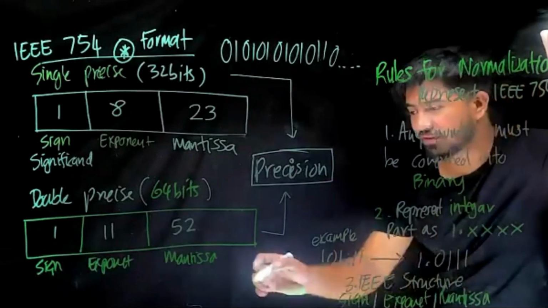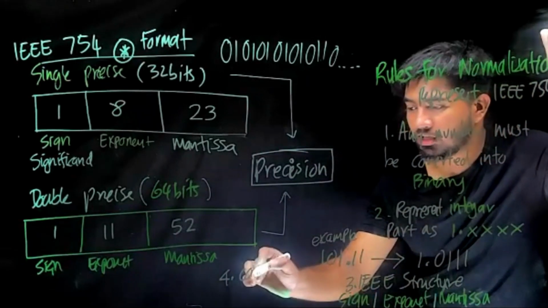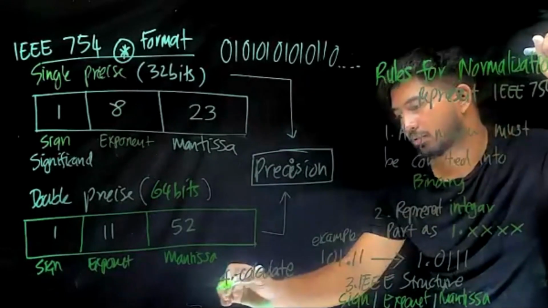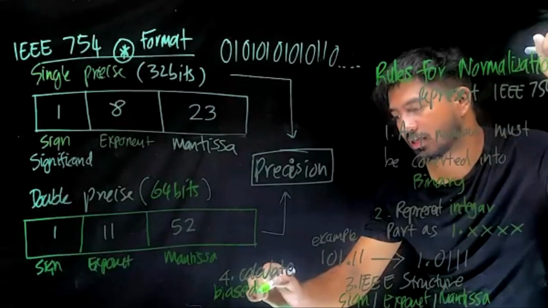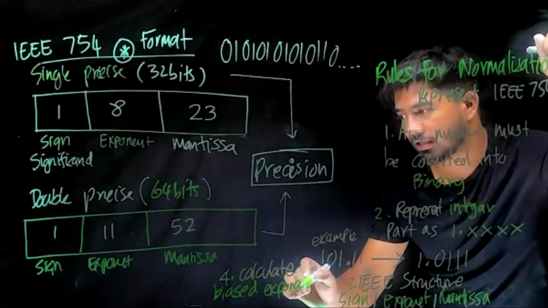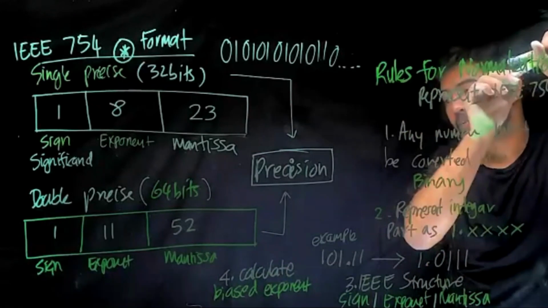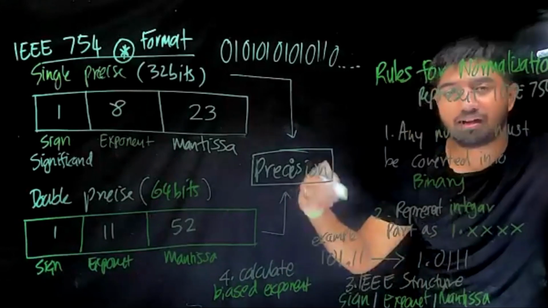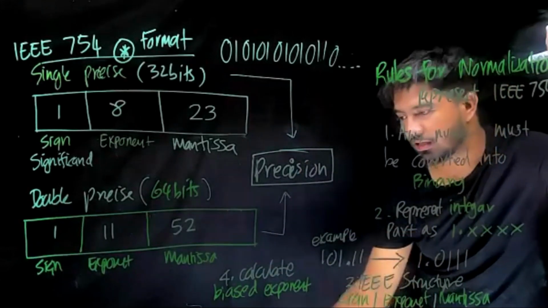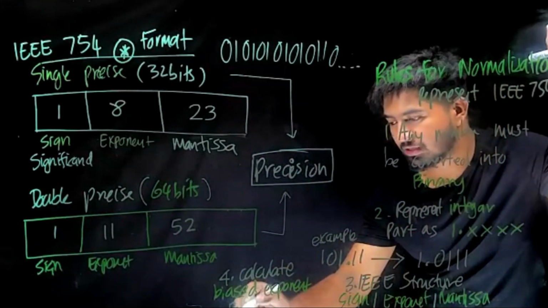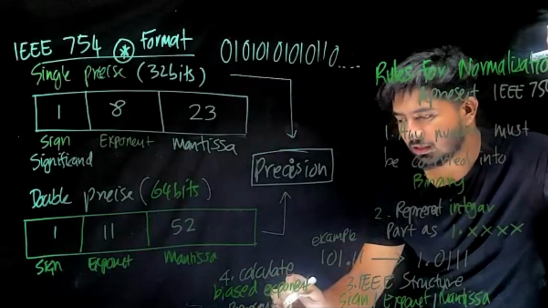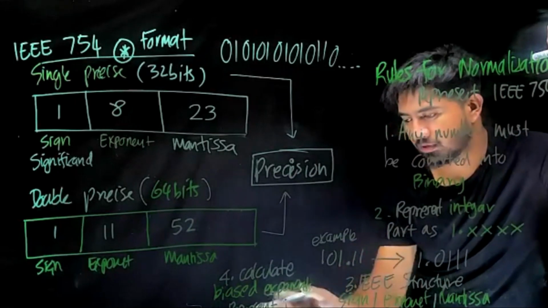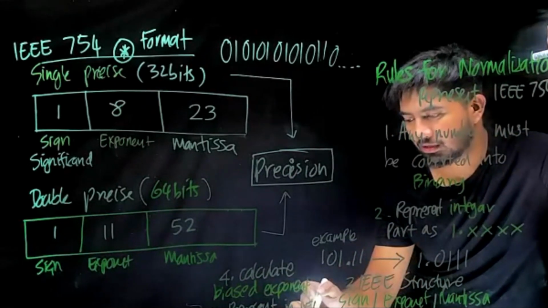Then the fourth one, calculate the biased exponent. So what is a biased exponent? I'll come to it when I'm teaching you, and I'll explain it.